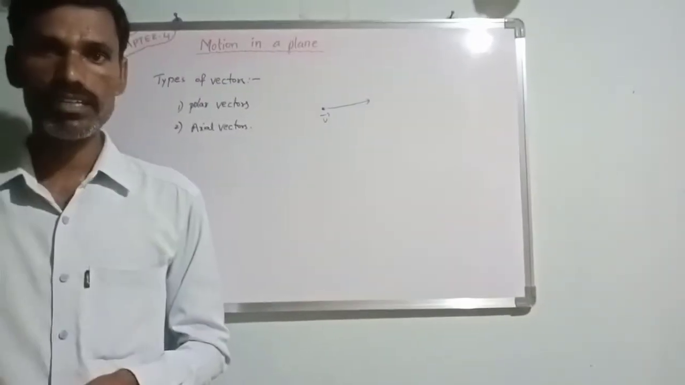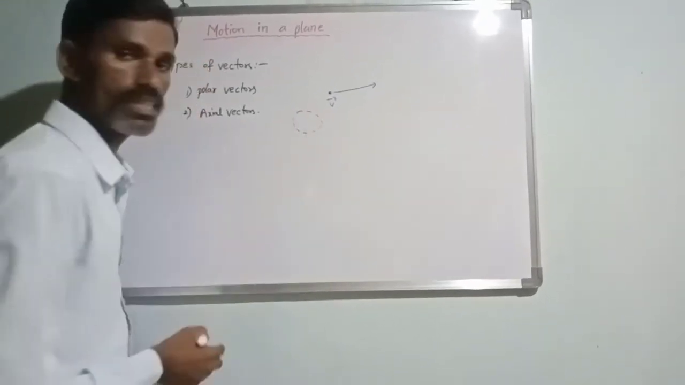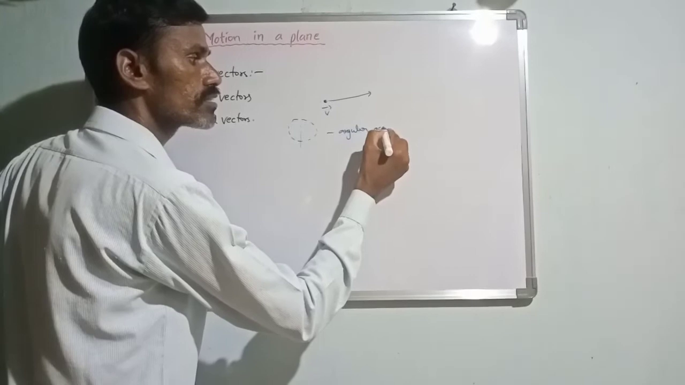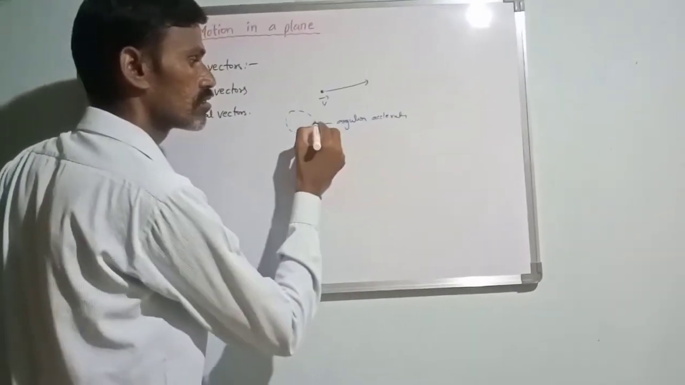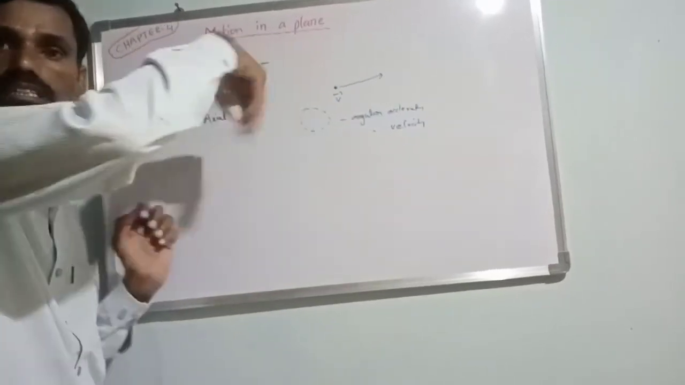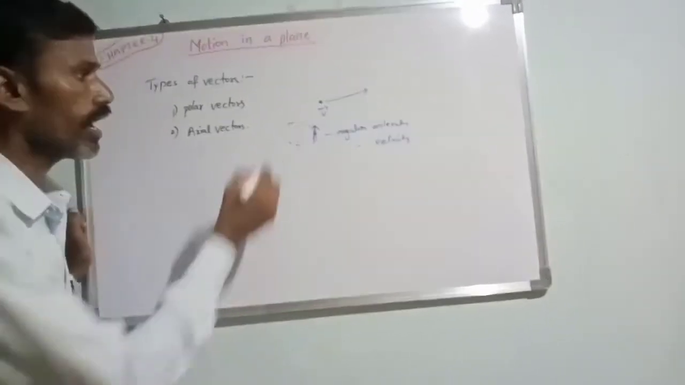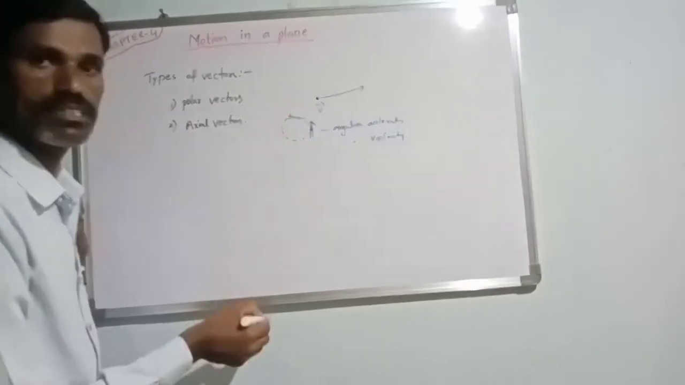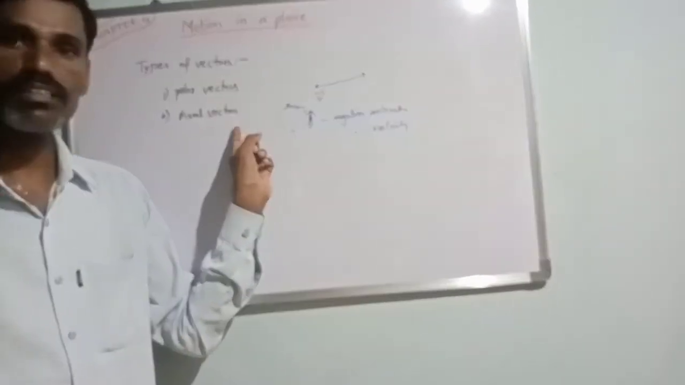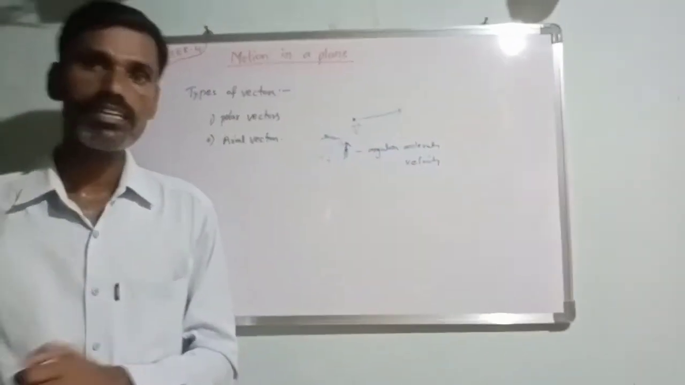But in the case of axial vectors, these axial vectors represent the rotational sense, that is angular acceleration and angular velocity. In rotation, this is the angular velocity at this point, and at this point the angular velocity is in this direction. Here we do not mention the starting point for the vector, so those vectors are taken as axial vectors. This is one type of classification: polar vectors and axial vectors.